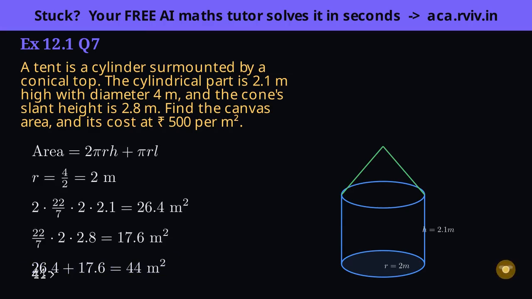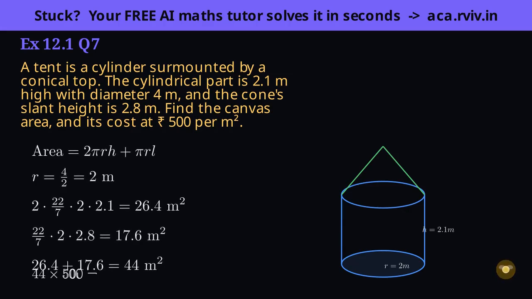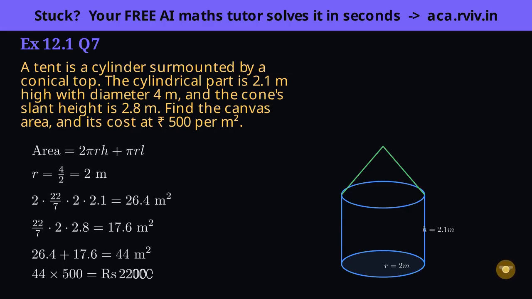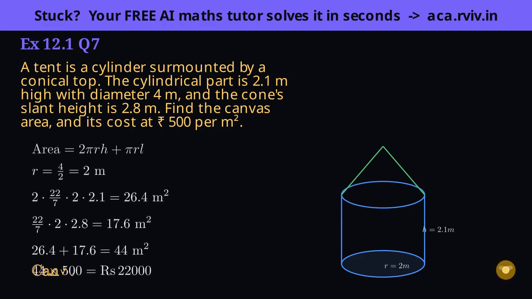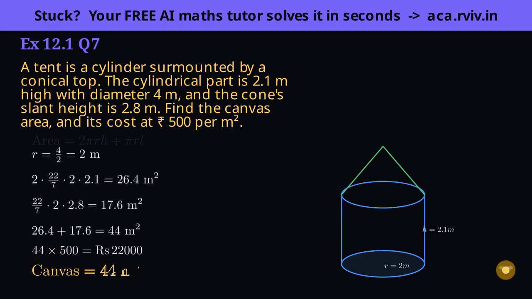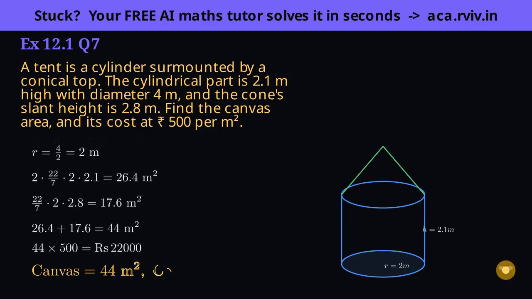Finally the cost, area times the rate. 44 square meters at 500 rupees each is 22,000 rupees. The habit this rewards, always read the physical scene before choosing faces. A tent has no canvas floor and a sealed joint, so we count only wall and roof and drop every base circle. The situation, not a rote formula, tells you which surfaces are real.